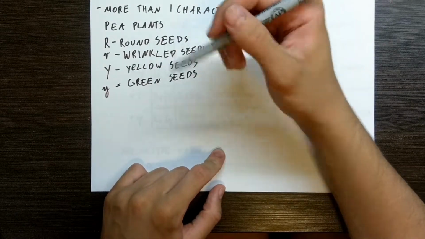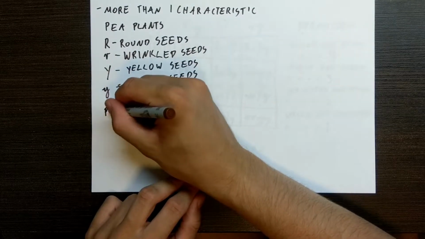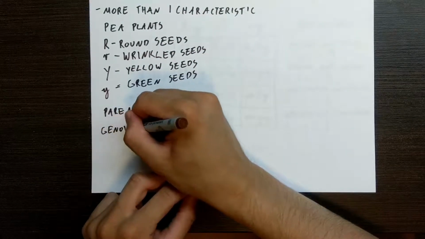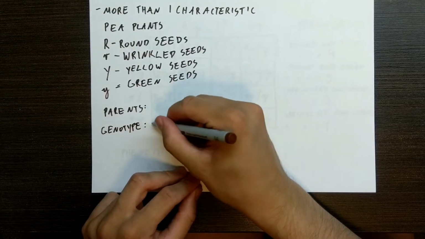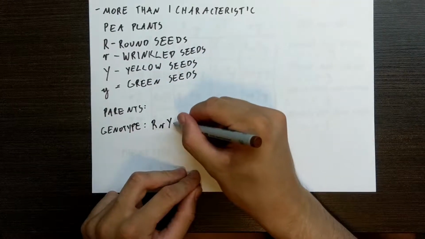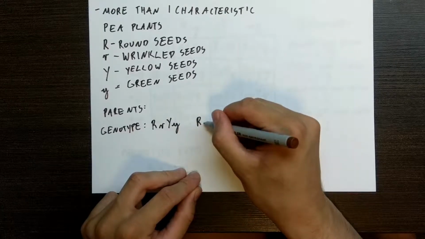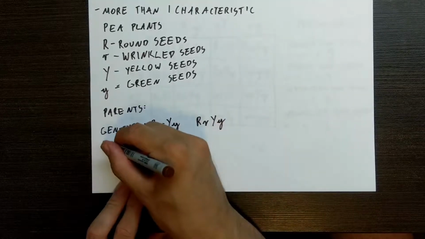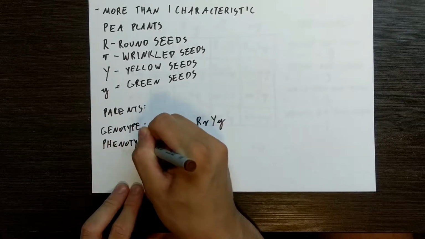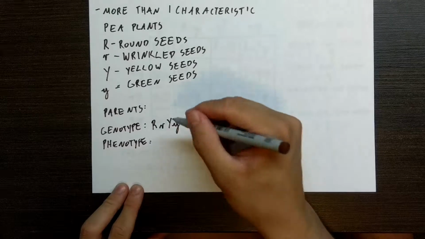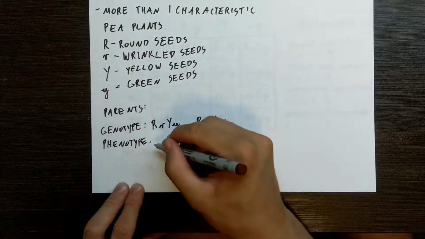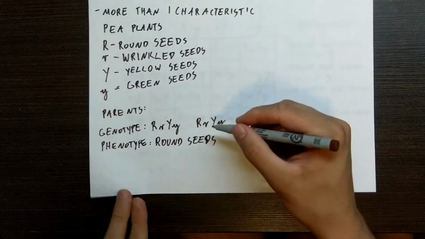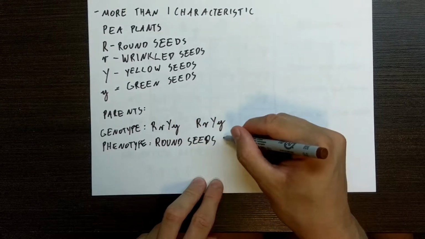So let's work through an example. We have parents, and their genotype is as follows. Capital R, lowercase r, capital Y, lowercase y, and also the other parent, capital R, lowercase r, capital Y, lowercase y. And their phenotype, therefore, must be round seeds, because we have the dominant allele for round seeds, and they have yellow seeds because we have the dominant allele for that.